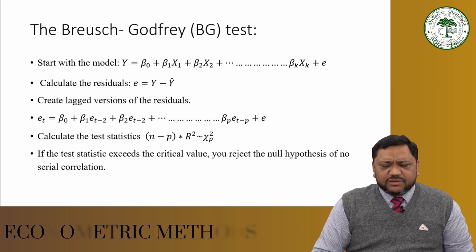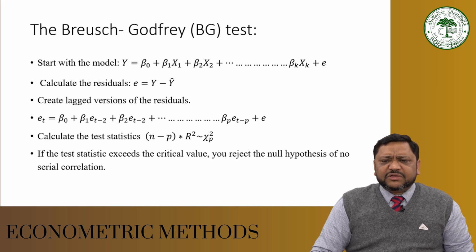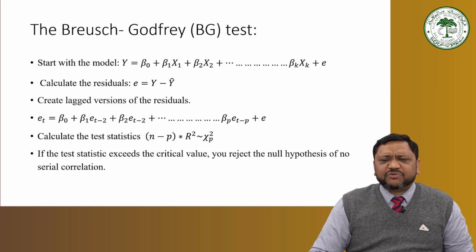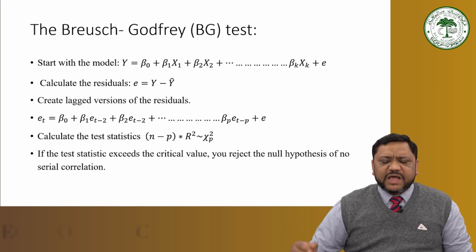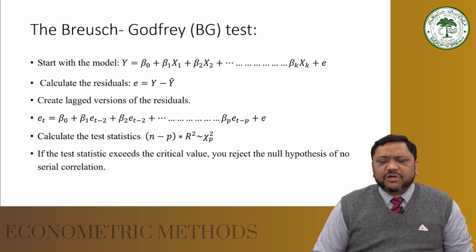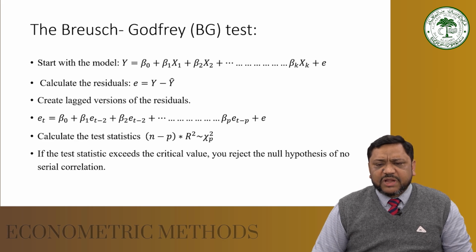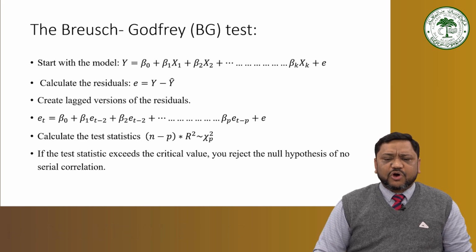We take the model y is equal to beta naught plus beta 1 x1 plus beta 2 x2, and likewise you extend it, and e is the error. Once you have done the estimation, you calculate the residuals, meaning actual y minus the estimated y. Then we augment the data with lags, that is, we create lagged versions of the residuals. This involves creating additional columns in the data set representing the residuals at different lags. The number of lags depends on the order of serial correlation you want to test. For example, for first order serial correlation, create one lagged version of the residuals. For second order, create two lagged versions, and so on.